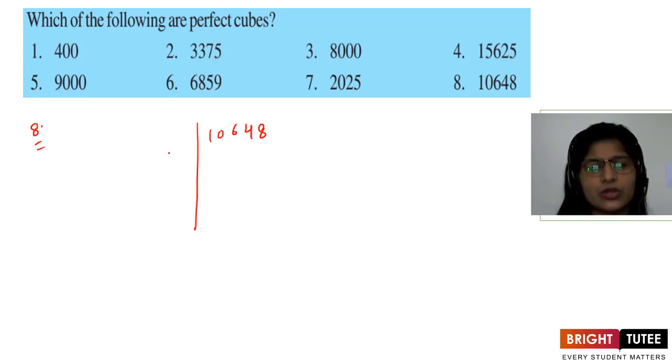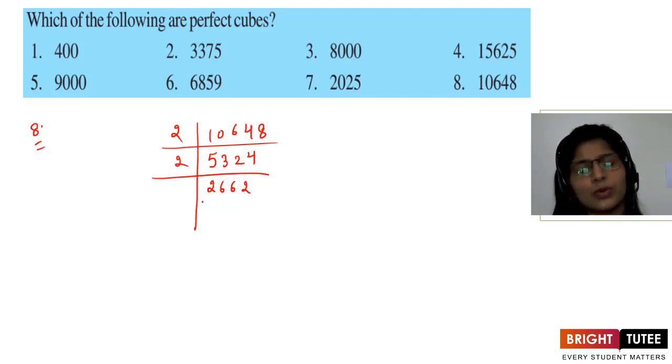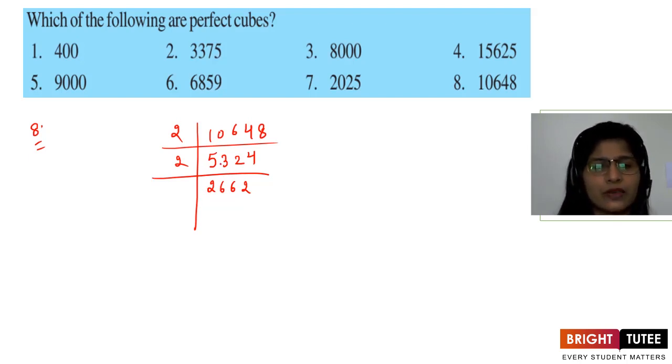10,648. So we're going to try it with 2. 2 fives are 10, 2 threes are 6, 2 twos are 4, 2 fours are 8. Again with 2: 2 twos are 4, then 2 sixes are 12, 2 sixes are 12 and 2 twos are 4. Let's divide it again so that we make no mistake. 2 twos are 4, then 1 is left, 2 sixes are 12, then 1 is left, 12, 2 sixes are 12 and then 2 twos are 4.